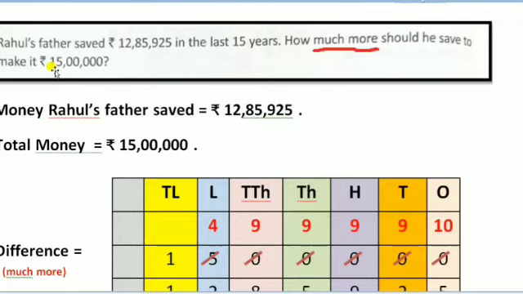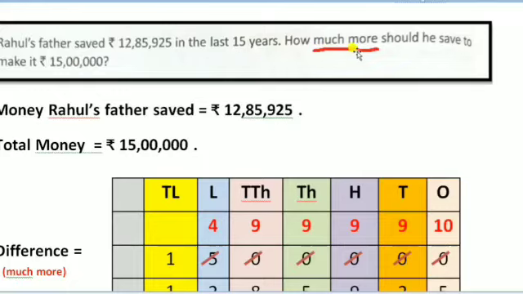Now, Rahul's father wants to change the saved value, which was 12 lakh 85,925, and instead of 12 lakh 85,925 he wants to make the value 15 lakh.